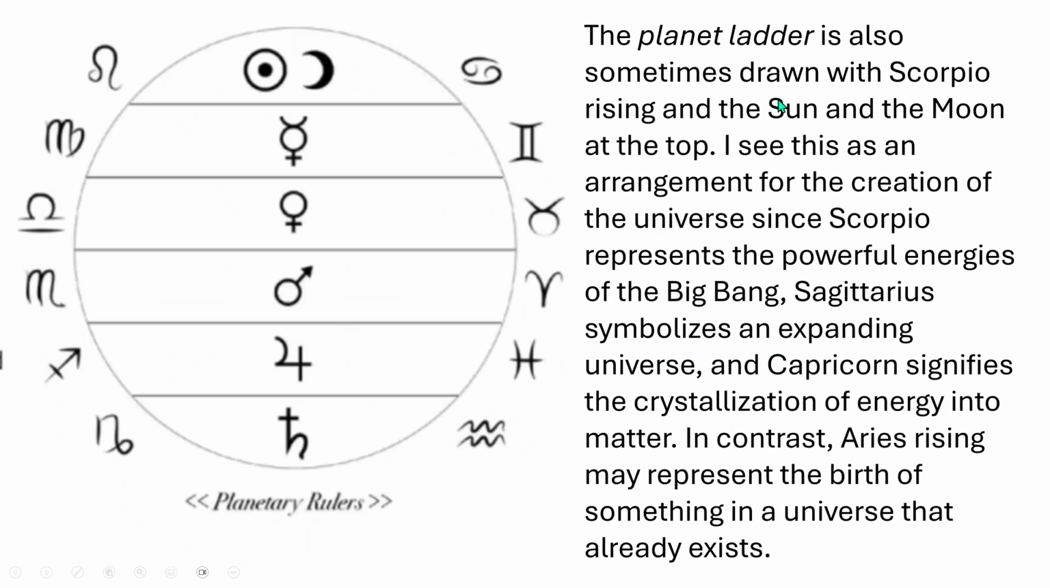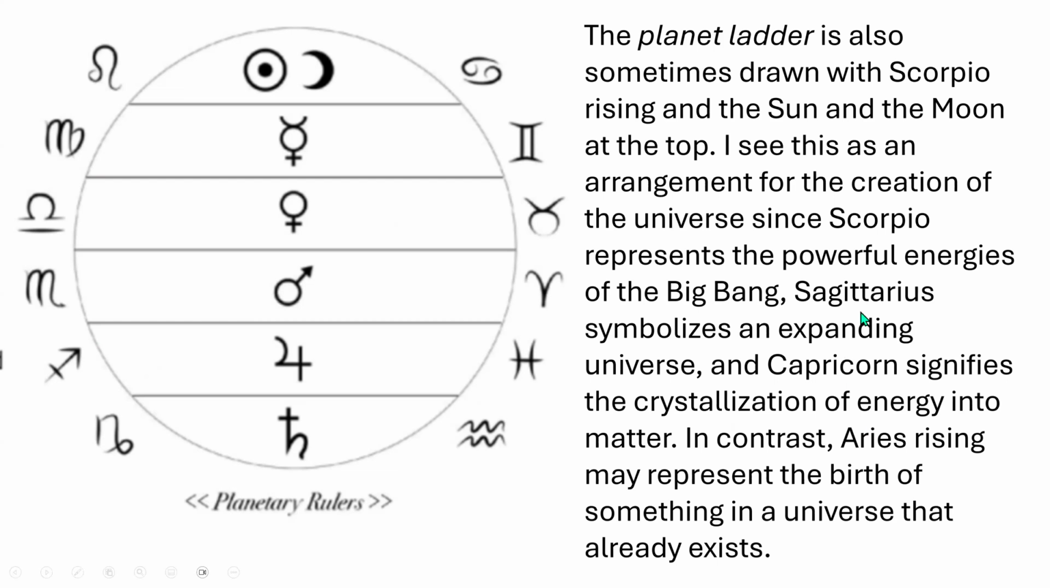Now, the planet ladder is also sometimes drawn with Scorpio rising and the sun and the moon at the top. And I see this as an arrangement for the creation of the universe. Scorpio represents the powerful energies of the Big Bang. Sagittarius symbolizes an expanding universe. And Capricorn signifies the crystallization of energy into matter. In contrast, Aries rising may represent the birth of something in a universe that already exists.